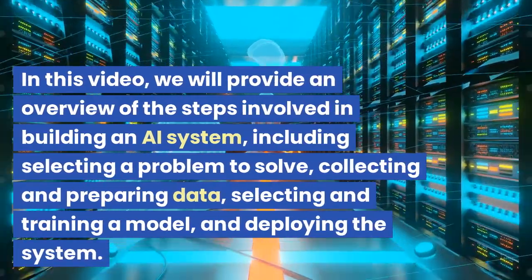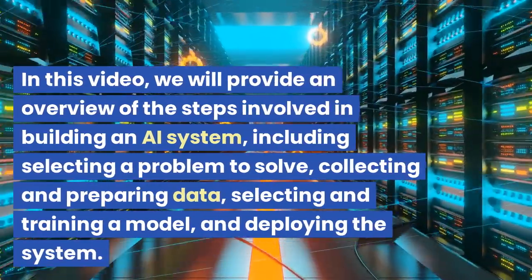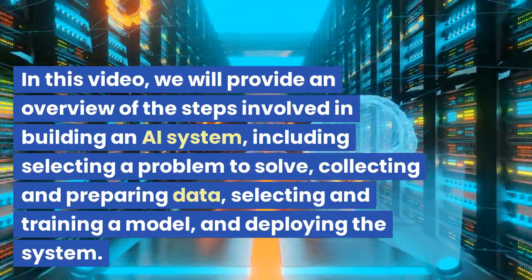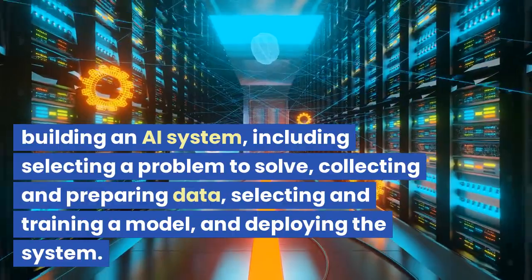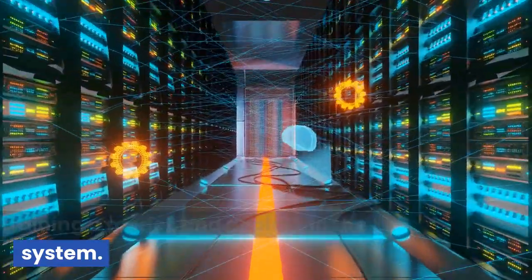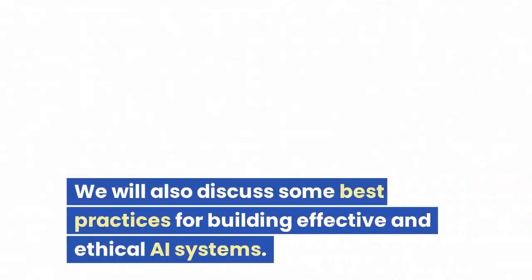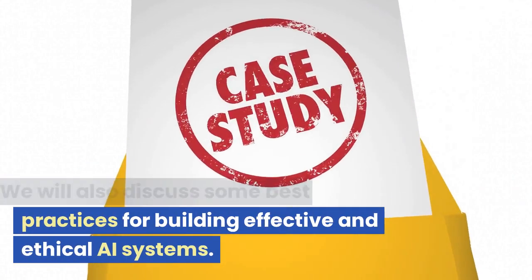In this video, we will provide an overview of the steps involved in building an AI system, including selecting a problem to solve, collecting and preparing data, selecting and training a model, and deploying the system. We will also discuss some best practices for building effective and ethical AI systems.